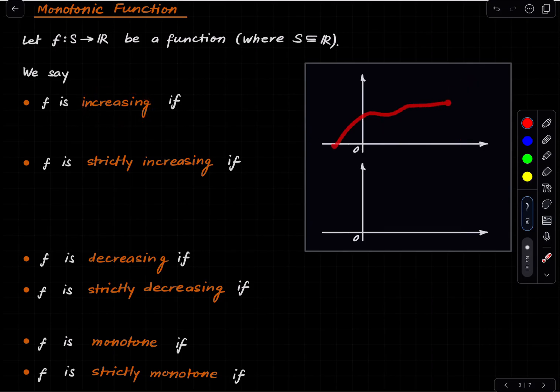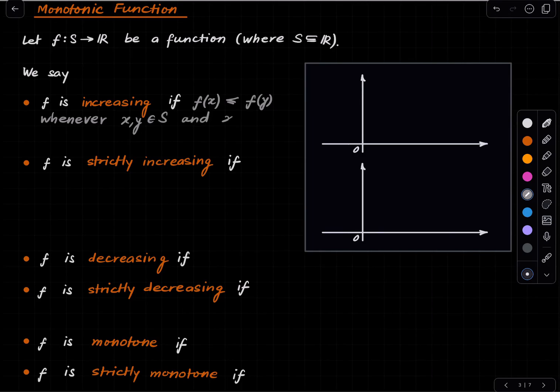Here, of course, when we draw a graph, we can only draw it when S is a nice set, but the definition does not demand any niceness on S. So the most formal way of expressing it is the following. We say f is increasing if f(x) is less than or equal to f(y) whenever x and y are in S and x is less than or equal to y. So it is preserving the order on S. That's one way to say it. Fine, so that's an increasing function.